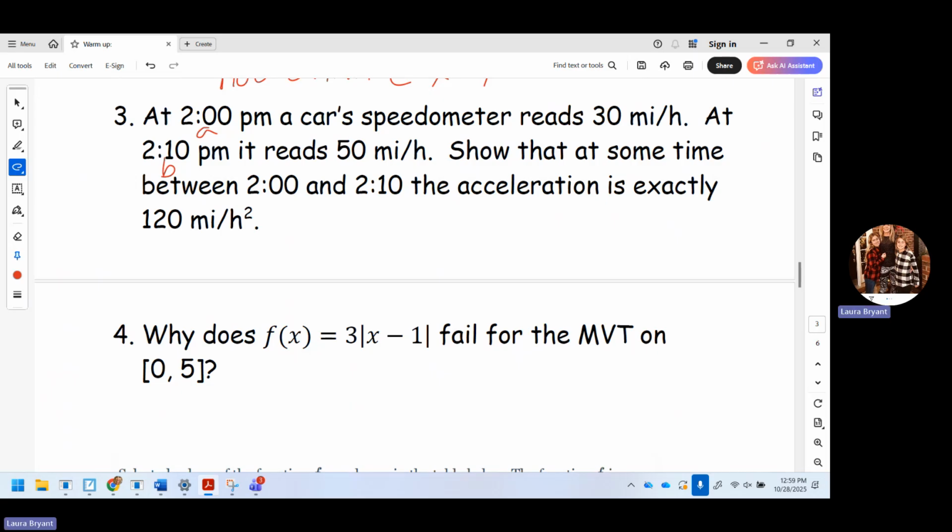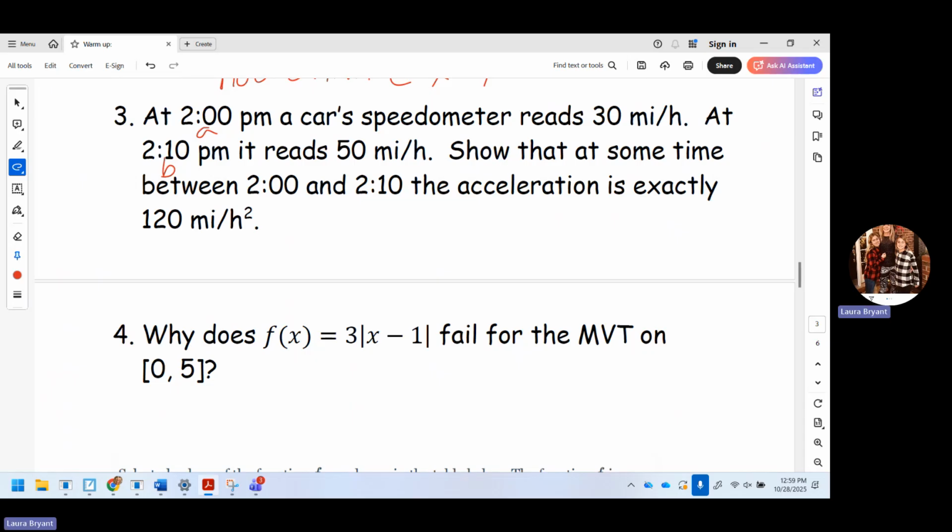Would the speedometer make a continuous graph? Like, would it be possible for your speed to go up and have an asymptote go into infinity? I mean, not in real life, right? Maybe in the movies or something, but you cannot travel at infinite speed. So in practical application, your speed would be continuous and differentiable.